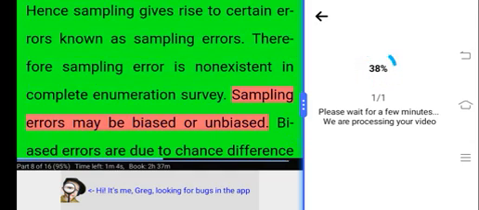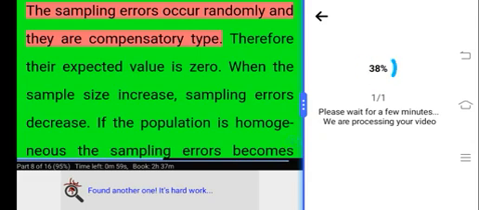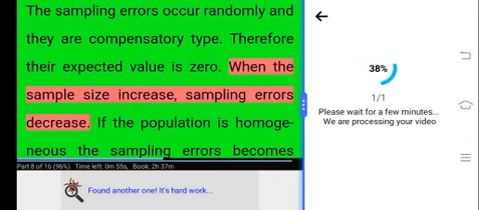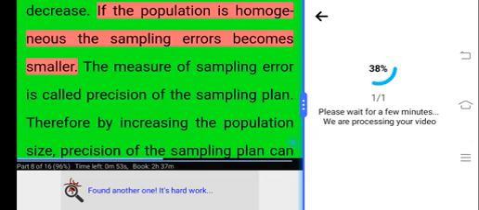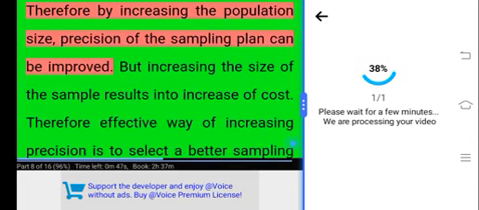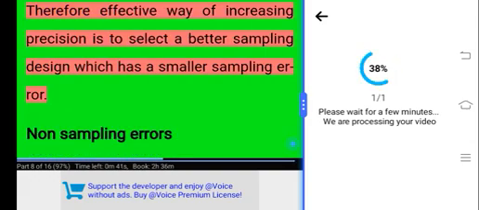Sampling errors may be biased or unbiased. Unbiased errors are due to chance differences between values included and not included in the sample. The sampling errors occur randomly and they are of a compensatory type. Therefore their expected value is 0. When the sample size increases, sampling errors decrease. If the population is homogeneous, the sampling errors become smaller. The measure of sampling error is called the precision of the sampling plan. Therefore by increasing the sample size, the precision of the sampling plan can be improved. But increasing the size of the sample results in an increase of cost. Therefore an effective way of increasing precision is to select a better sampling design which has a smaller sampling error.